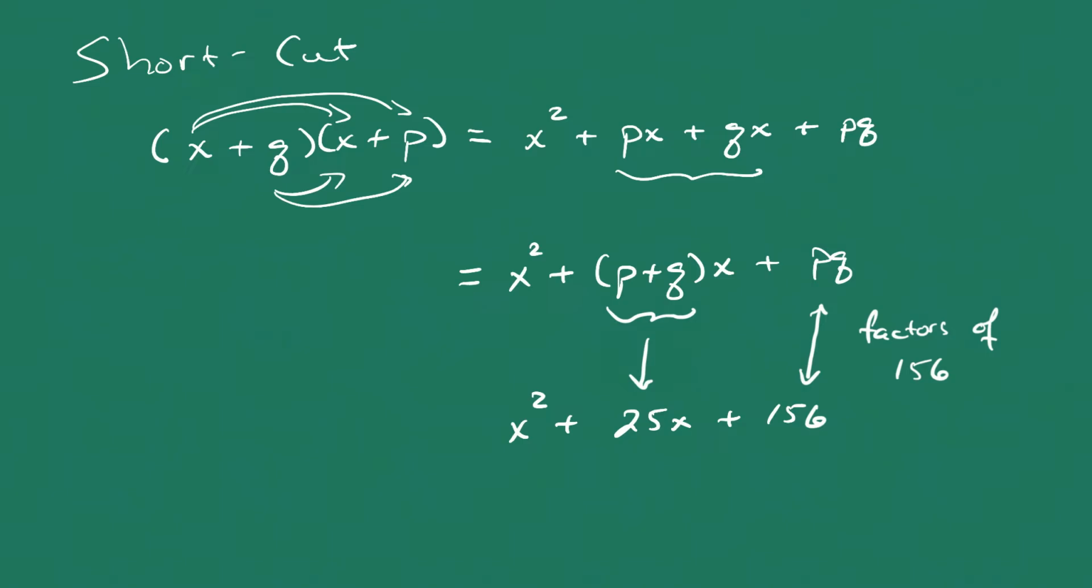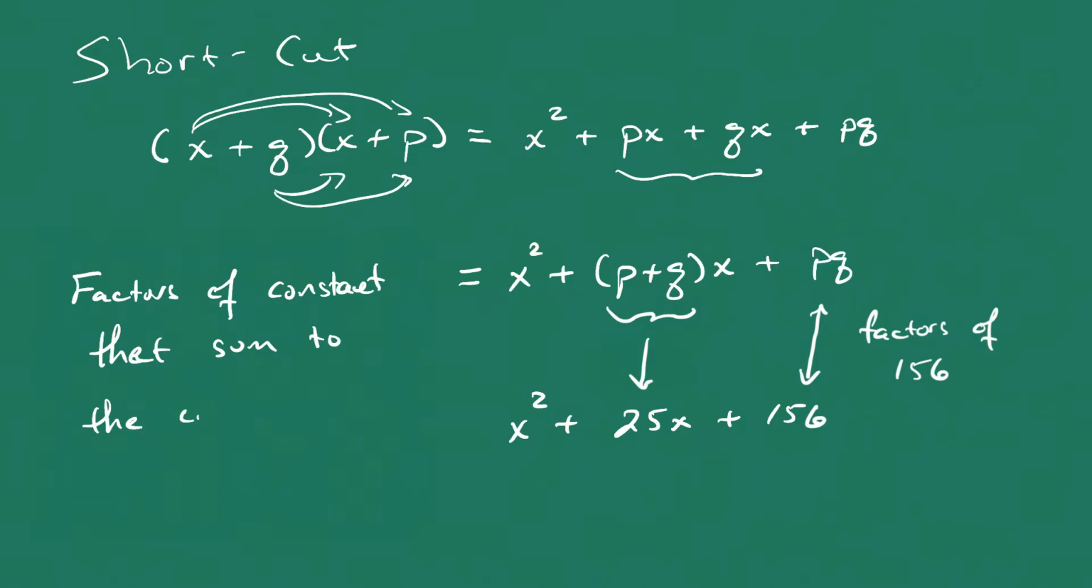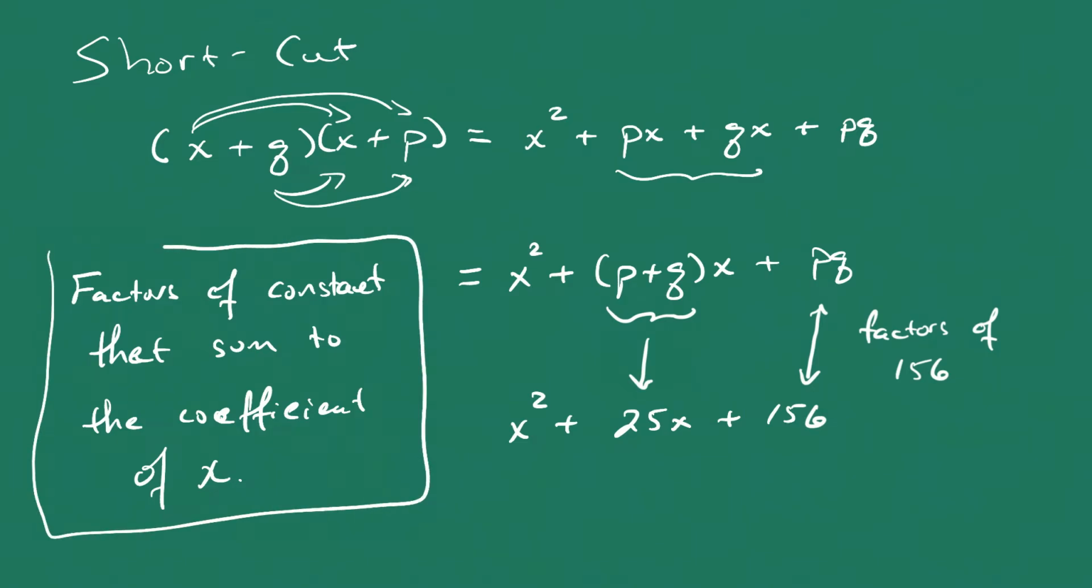So our shortcut is really nothing more than this. We need factors of the constant that sum to the coefficient of x. And that is really what we're going to be looking for.